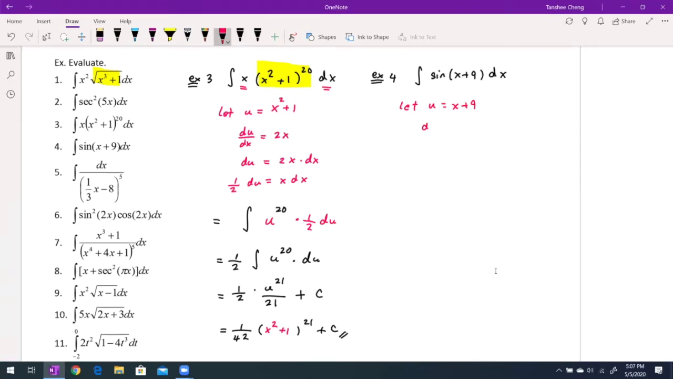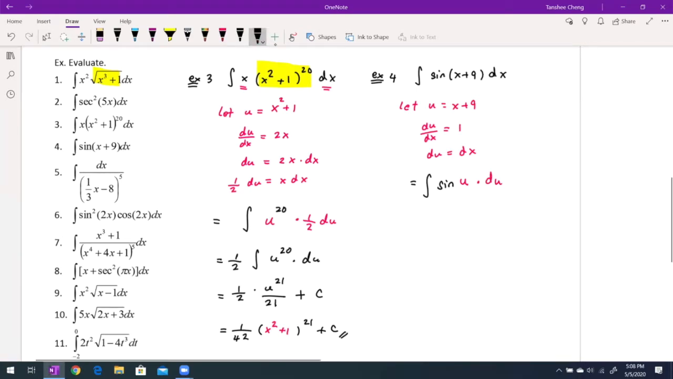So taking the derivative with respect to x on both sides gives us 1, so du will simply equal dx. Now continuing back to the problem, substituting, that gives me the sine of u times du, which is dx, so I substituted it.